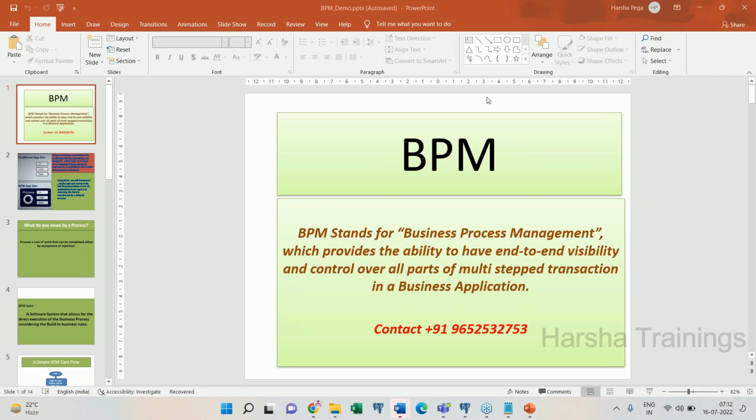So keep this point in mind throughout the demo. BPM is used for application development. I have told you an example like a Paytm application or a booking application, anything. And Pega is also for application development. Why is Pega called BPM? First of all, what is BPM? And what are you going to do when you learn the Pega tool?